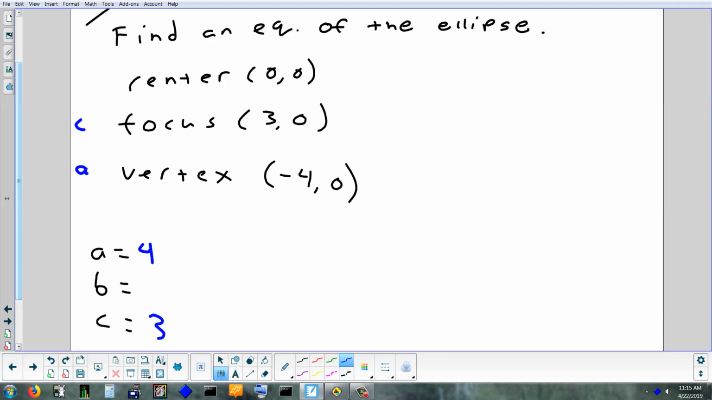What's the formula that relates A, B, and C? Yep. C squared equals A squared minus B squared. So we got C squared equals A squared minus B squared. Okay, so we go to solve it. Bring 16 to the other side. We're going to get negative 7 equals negative B squared. So what does B come out to in this case? Yeah. Square root of negative 7. Well, if it did, that would be imaginary. Oh, if it was the square root of negative 7.